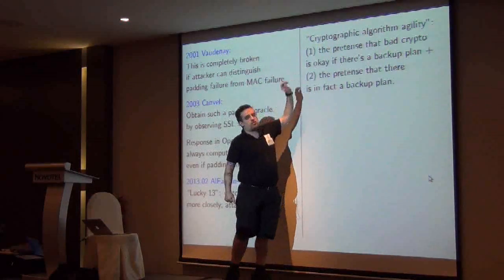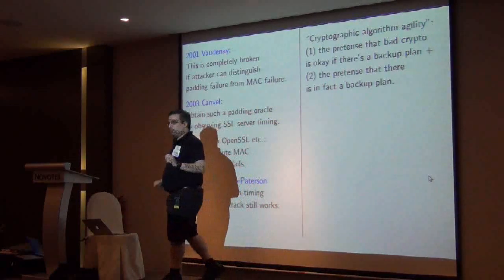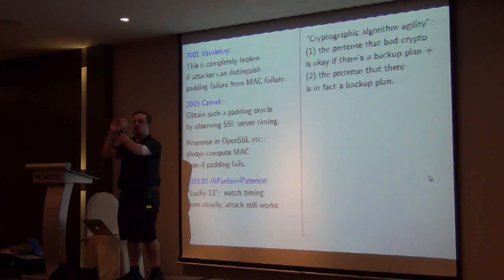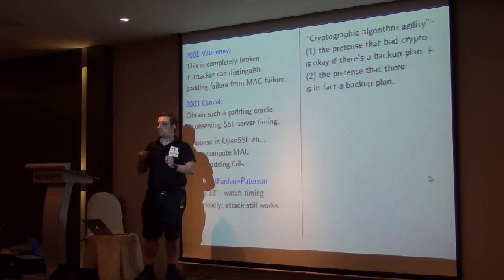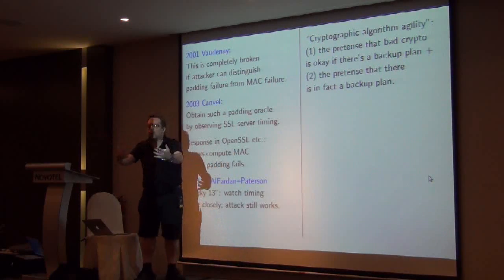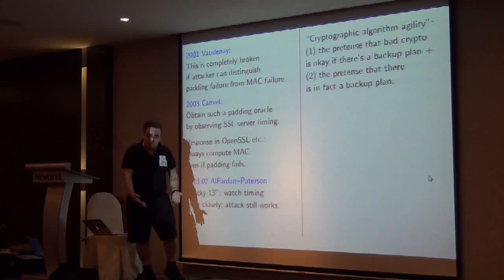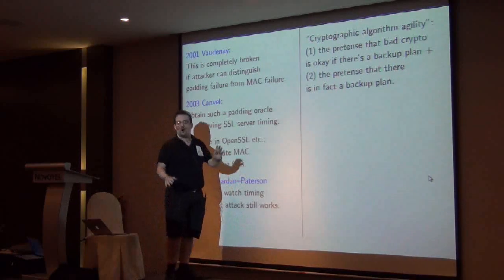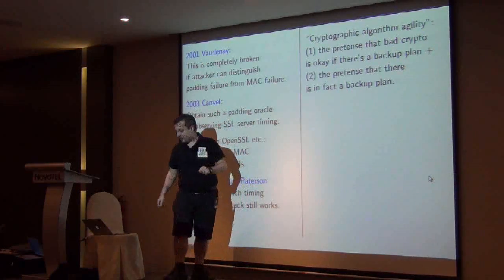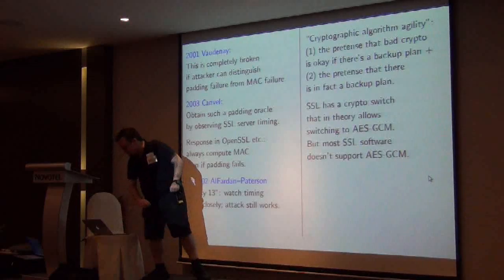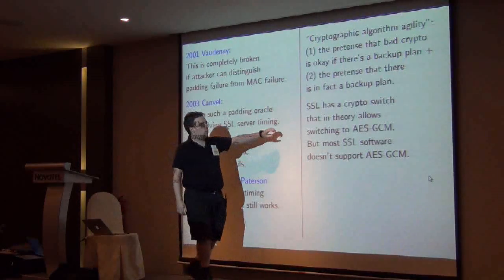Then the other part of cryptographic algorithm agility is because you have that button saying push if the crypto is failing, emergency, because you have that button, you don't bother having good crypto. You don't care whether your crypto is actually working, whether it's secure. You just say, oh, if there's a problem, we'll push the button. So everything's just fine.